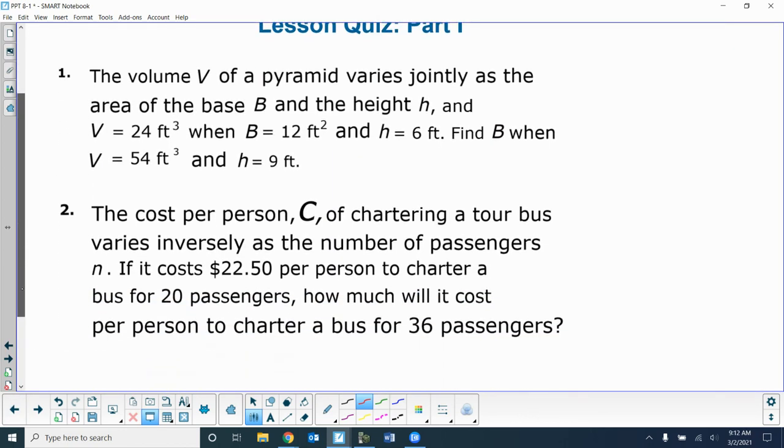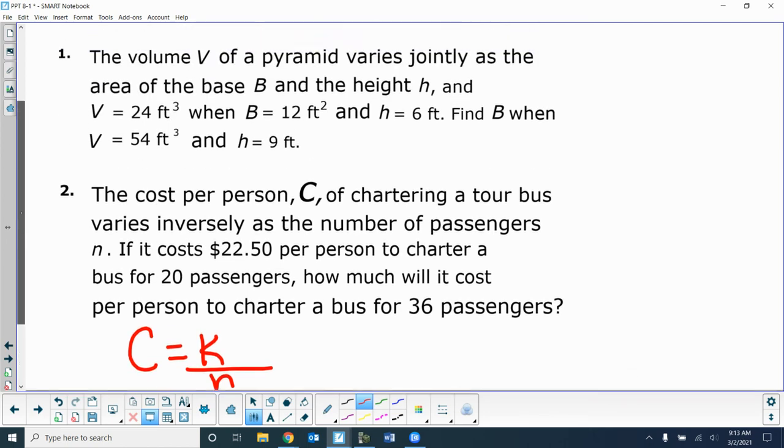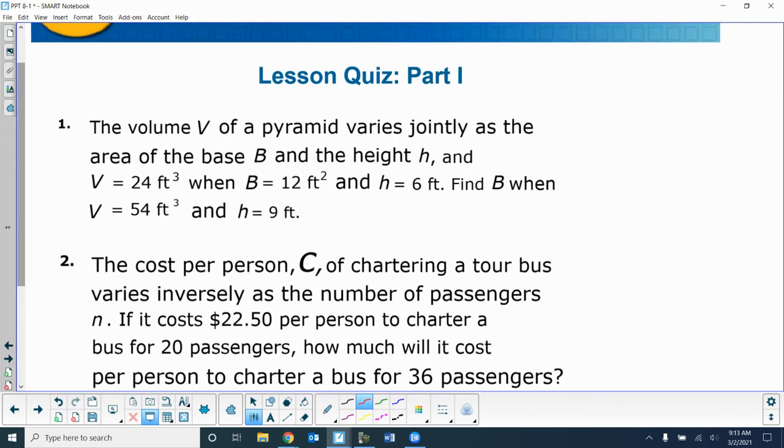All right, let's look at this number 2. The cost, C, of chartering a tour bus varies, my C word varies equals K, inversely divided by the number of passengers, N. Is that okay with that setup? Good. How about the first one? The volume varies jointly. Volume varies, K, jointly, 2 things, right? Area of the base, B, and height, H. And then we go ahead and fill in stuff.